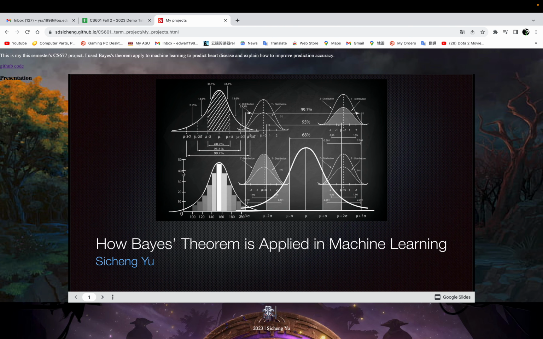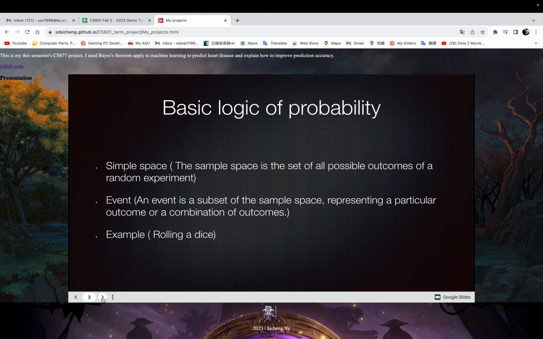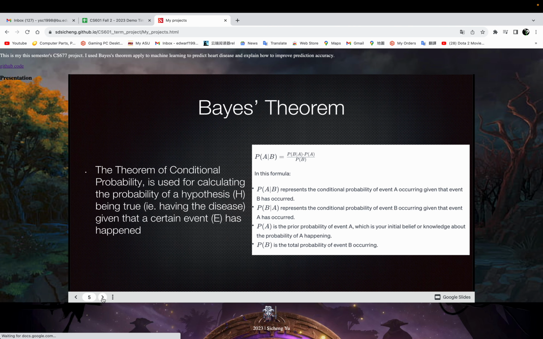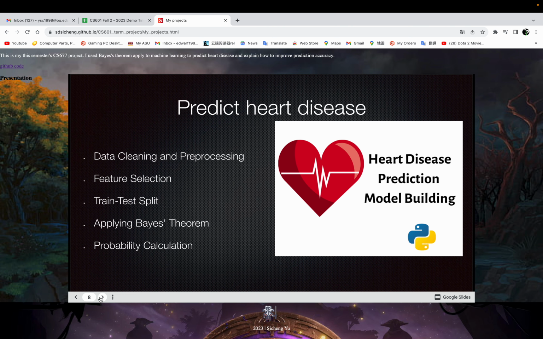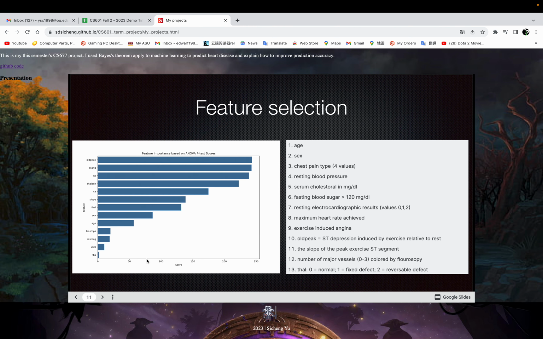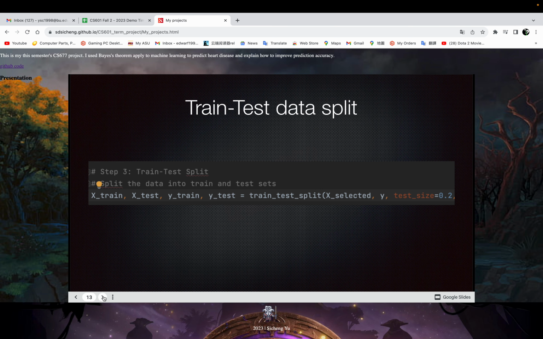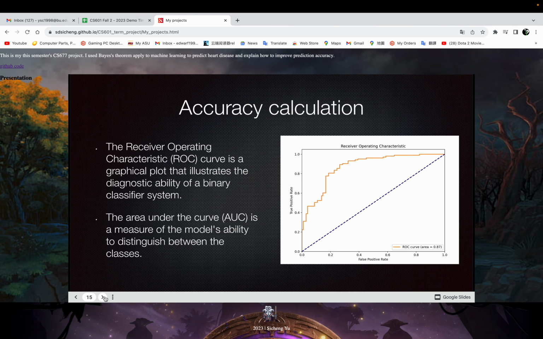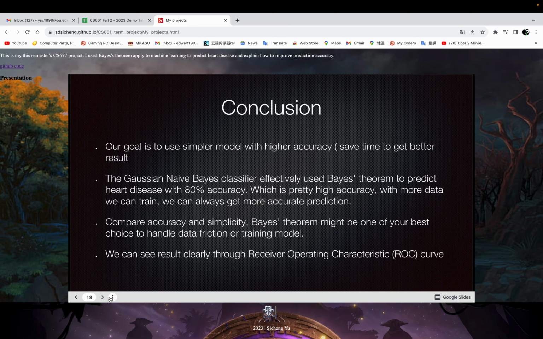And this is this semester's project. I used Bayes theorem to predict heart disease. That's how Bayes theorem can apply in real-world machine learning. Basically, you use the formula and use the package in Python to calculate the most important elements that cause heart disease. And you train and split the data, and you get more accurate results.